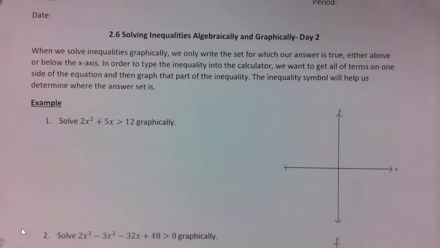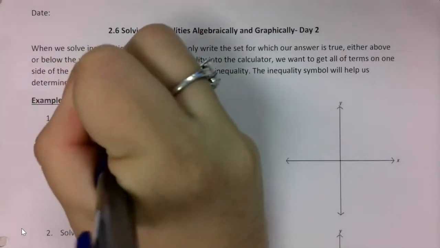Okay, so today we're solving inequalities graphically. When we do this, we want to make sure we have one side of our inequality 0, and then we'll type in the side with the variables in the calculator. So I'm going to start off by subtracting 12 on both sides.